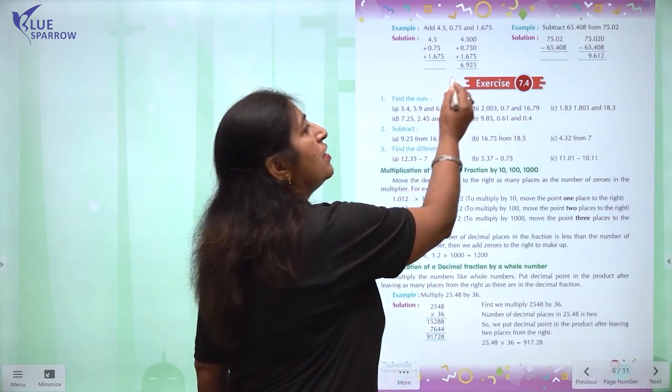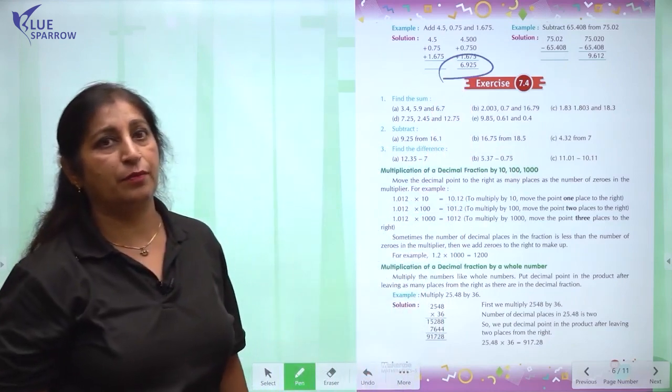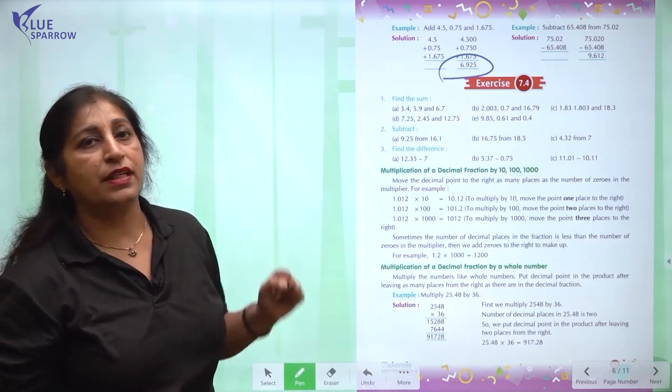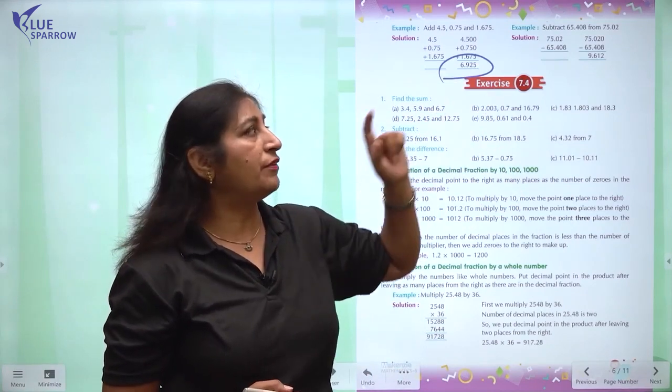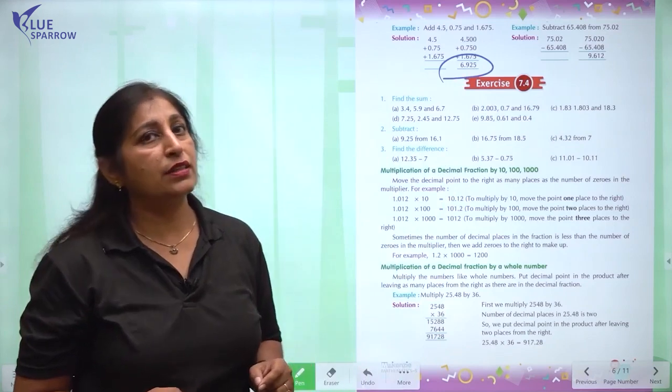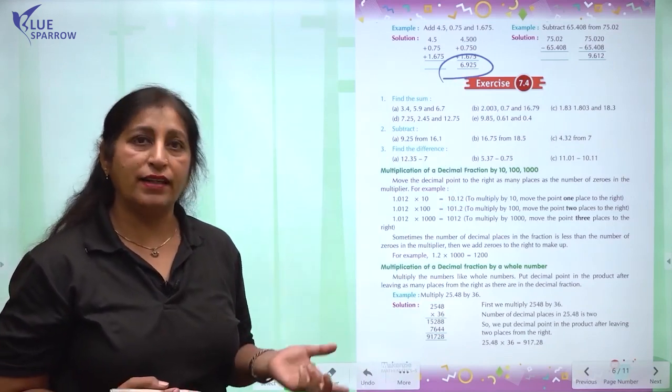So answer would be 6.925 after addition. And next example says you have to subtract 65.408 from 75.02. Again, you can see that both of these numbers are unlike decimal fractions.